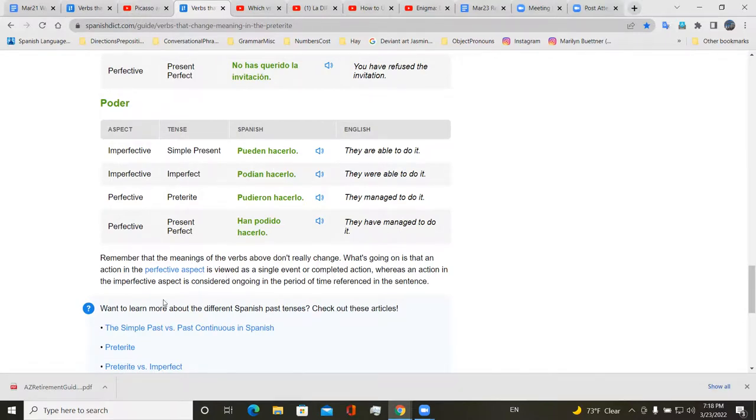Most of the time you hear poder in the past with imperfecto. We go from presente, pueden hacerlo. They are able to do it, or we could say they can do it. Podían hacerlo. They were able to do it, meaning they had the ability. But that doesn't really tell me if it happened or not. Podían hacerlo said they were able. But did it happen? They had the ability.